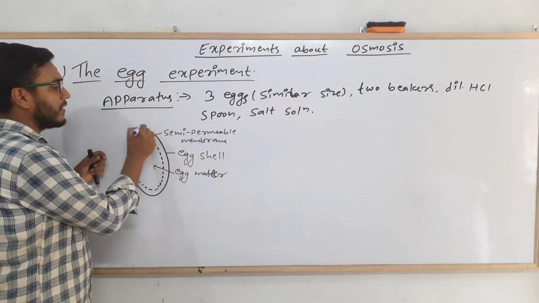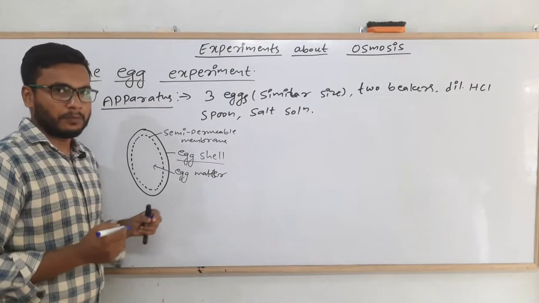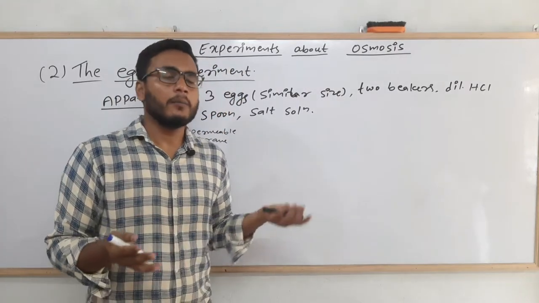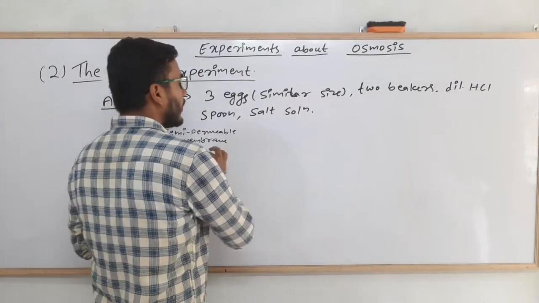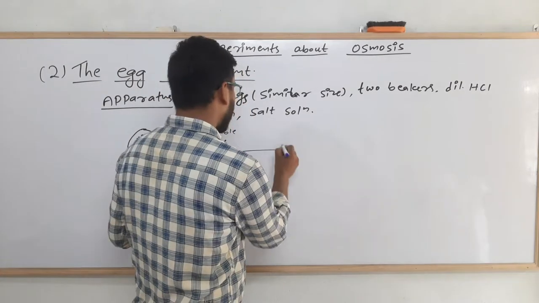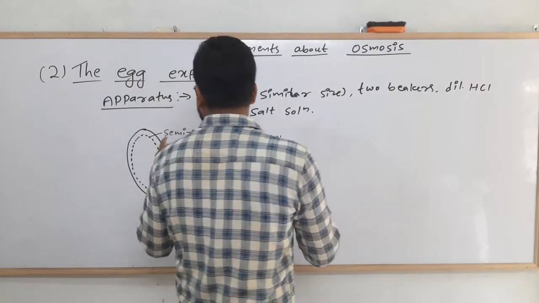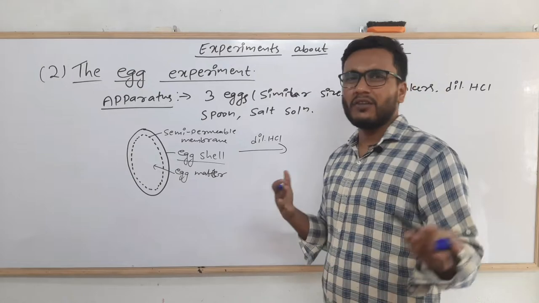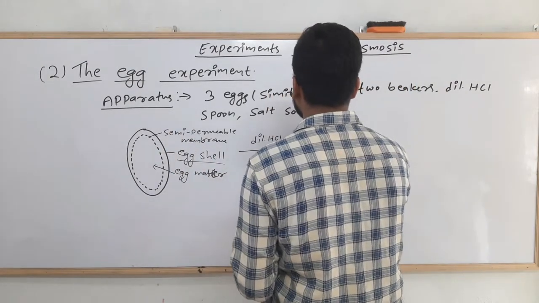Now, we need to peel this off, we need to remove this egg shell. Then how will we do it? If we try to peel this off by ourselves, then obviously it won't be possible because it will just burst. Then what do we need to do? We need to dip it in dilute hydrochloric acid. If we dip it in dilute hydrochloric acid for 3 or 4 hours, then this egg shell will be removed. It will get dissolved.